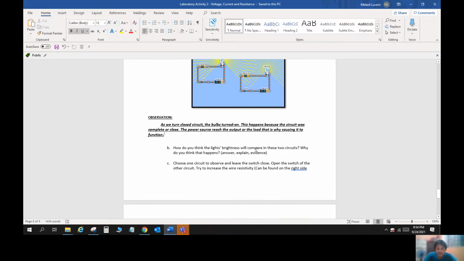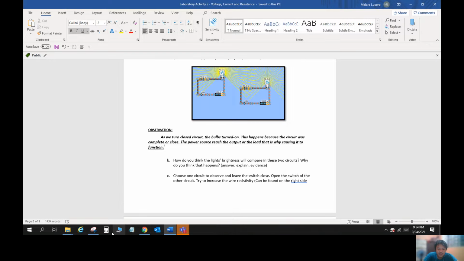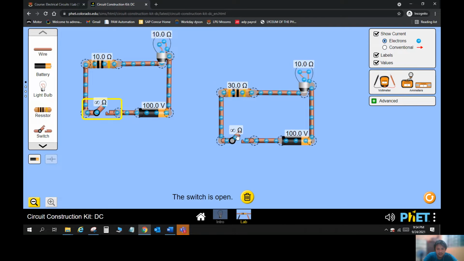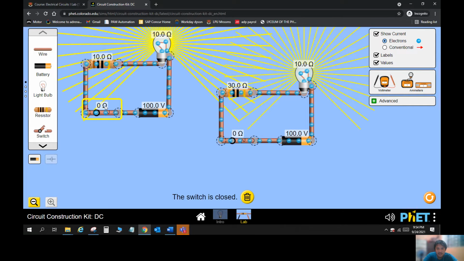How do you think the light's brightness will compare in these two circuits? So, why do you think that happens? So, observe natin daw yung brightness. So, kitang-kita naman. So, yung brightness, we can say that the layer is the thickness. So, sa drawings kasi, yung thickness ng lines will be named as layer.